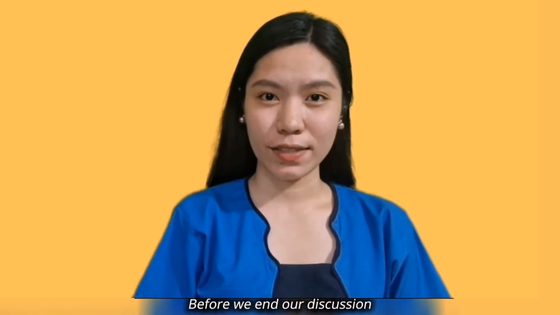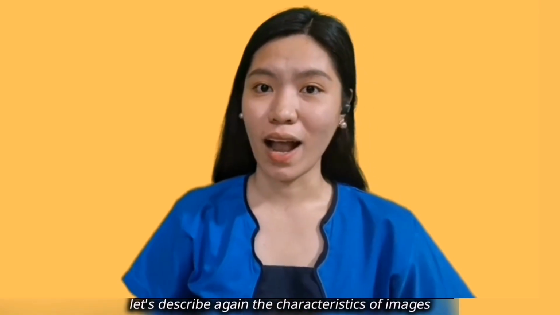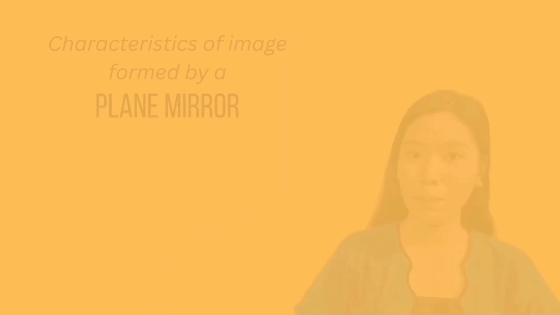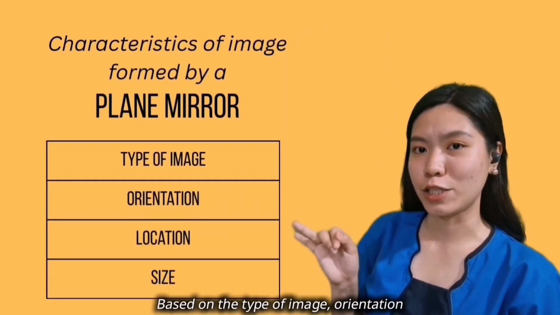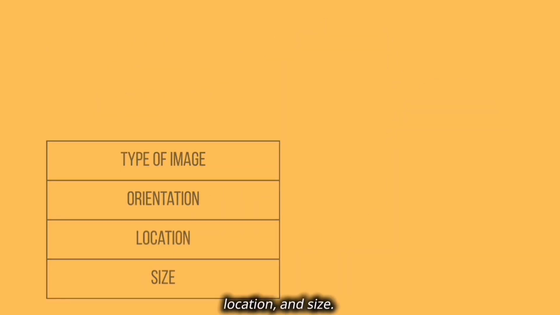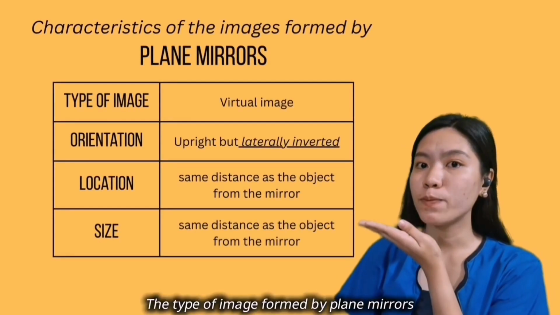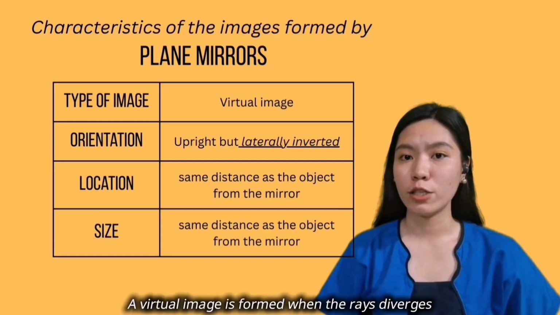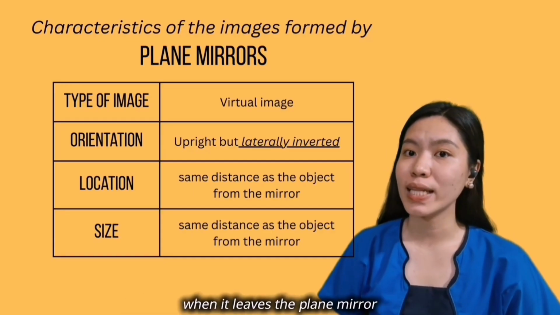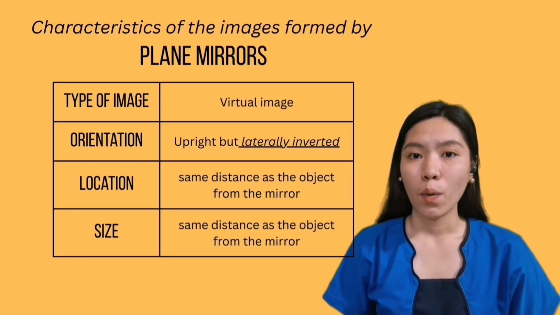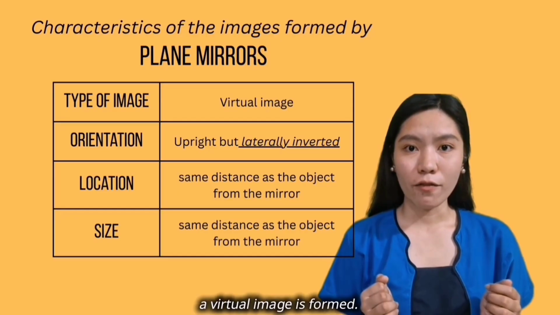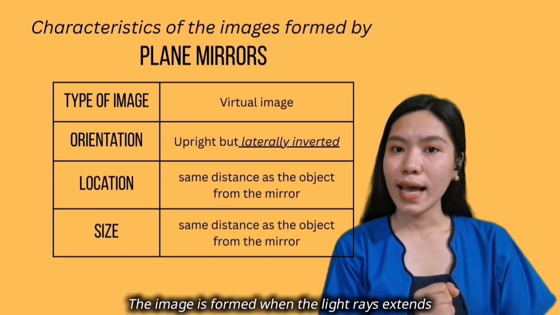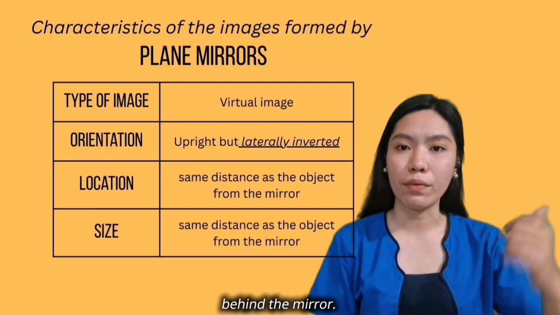Before we end our discussion, let's describe again the characteristics of images that are formed by plane mirrors based on the type of image, orientation, location, and size. The type of image formed by plane mirrors is called virtual image. A virtual image is formed when the rays diverge when they leave the plane mirror. When you stand in front of a mirror, a virtual image is formed. The image is formed when the light rays extend behind the mirror.